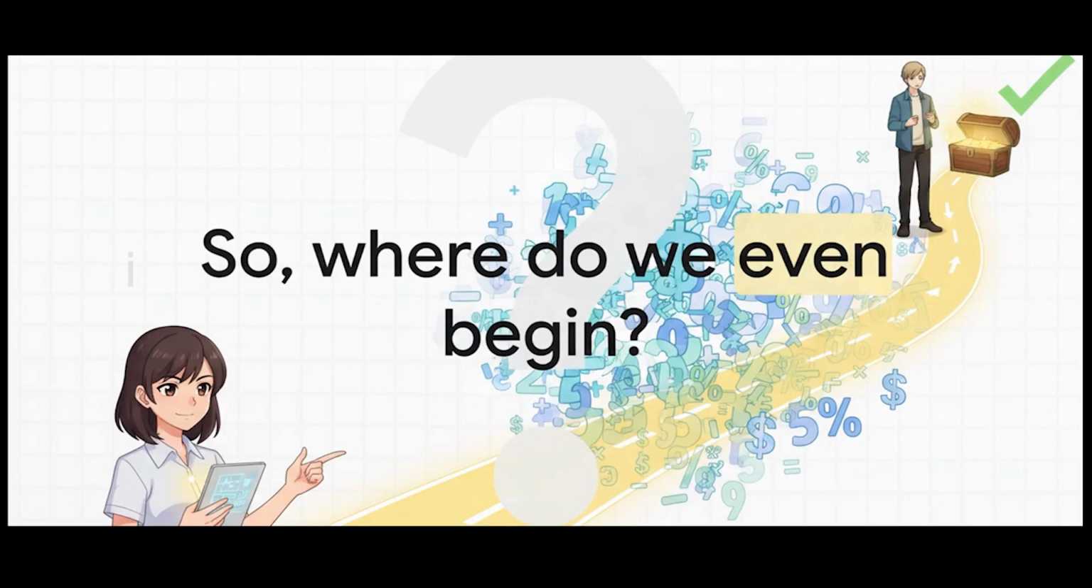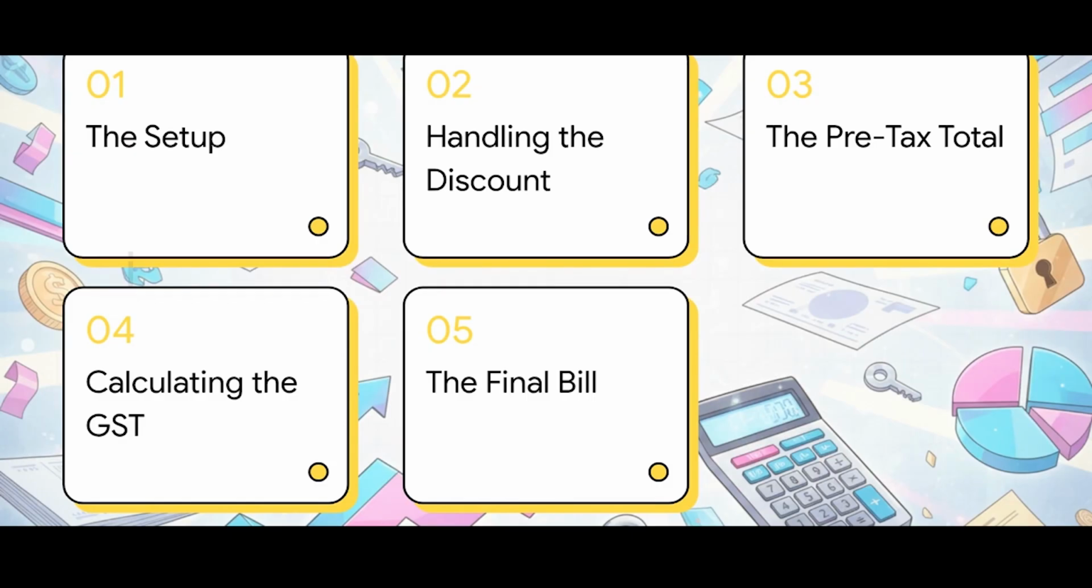Looking at all these numbers at once can definitely feel a bit overwhelming, right? But the key to not getting confused is to have a solid plan. So we're going to map out a clear, logical path that takes us straight from this problem to the final answer. And here's our roadmap. It's super simple. First, we'll set up the problem. Then, we'll tackle that discount. After that, we'll figure out our pre-tax total, calculate the GST, and finally, we'll put it all together for the final bill. See? 5 easy steps.